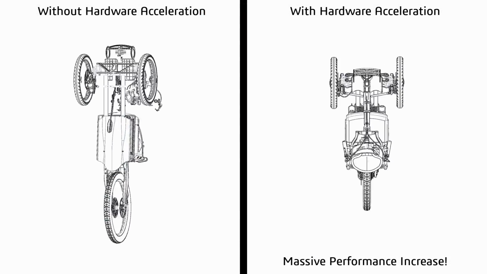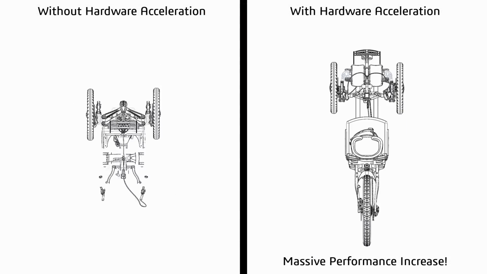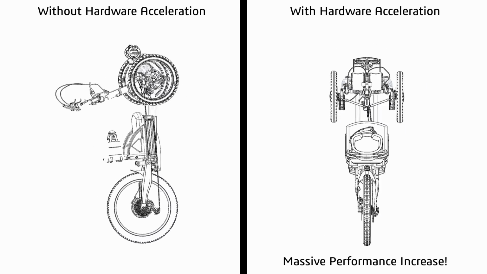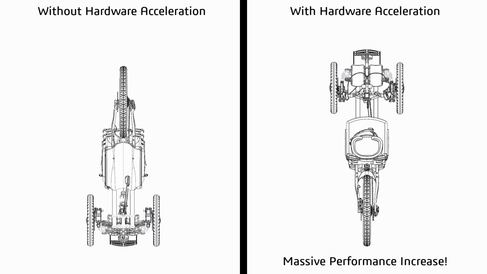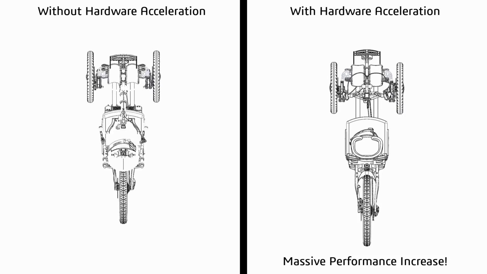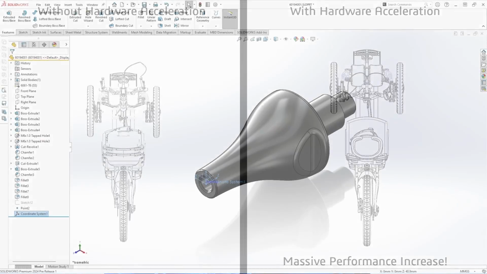Our first improvement we'll take a look at is the ability to use your graphics card to generate edges in SOLIDWORKS. This will provide you a much smoother experience with panning and rotating models. As you can see here, a comparison without the hardware acceleration and with the hardware acceleration, you can just see how much of a difference that makes.